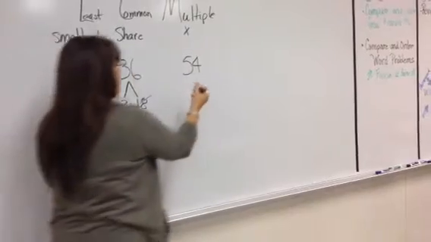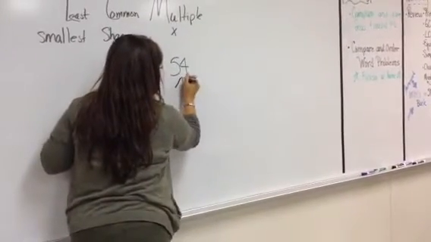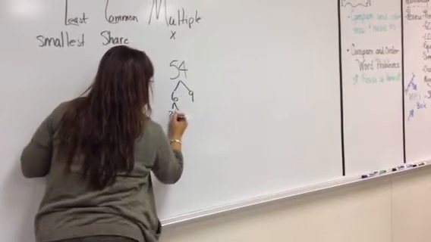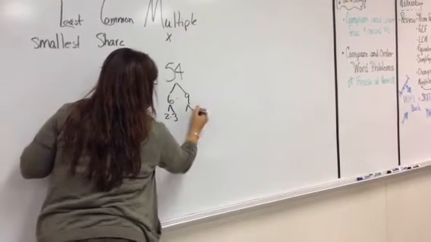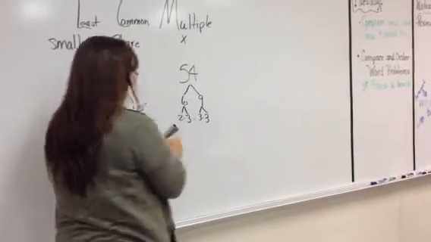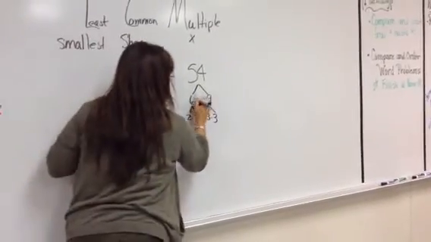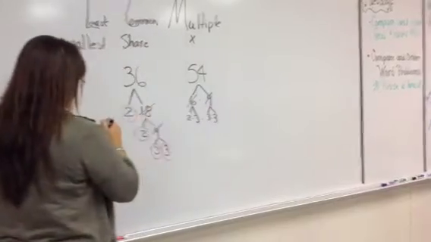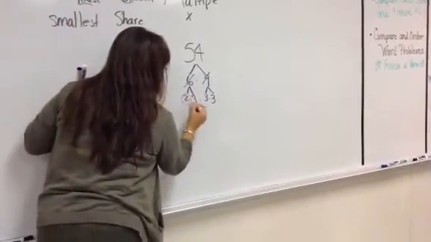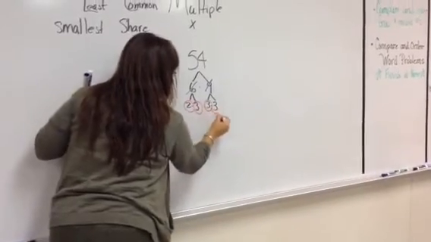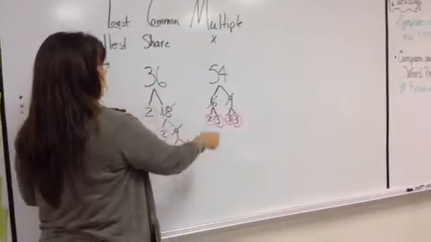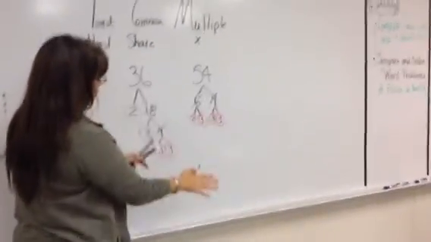Now I'll do 54. 6 times 9. That will give us 2 times 3. And then 3 times 3. So once again, I'm going to mark out the ones that aren't prime. And I'm going to circle the ones that are prime. Okay, so now this should look familiar. We've already done factor prime trees all last week.